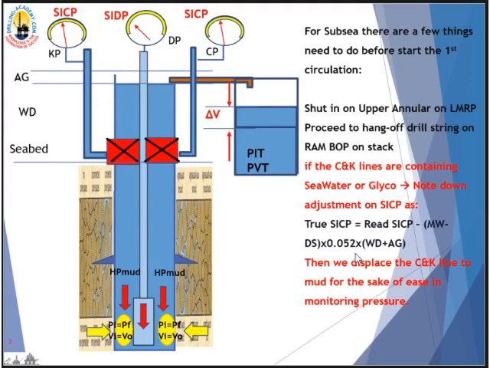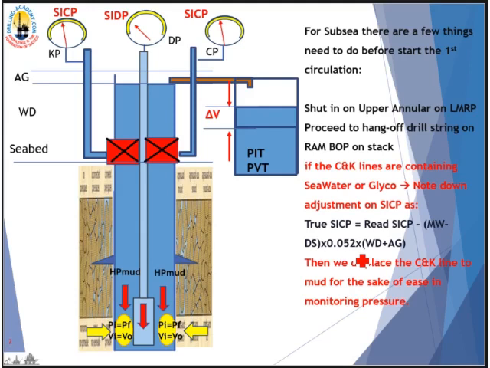So here are a few prerequisites before we start. For Subsea BOP, there are a few things we need to do before we start circulating the influx out and killing the well. First is after shutting in on the upper annular on the LMRP, we proceed to hang off the drill string on the ram BOP on the stack. Alright, this is to prevent wear and tear of drill string reciprocation on the upper annular BOP on the LMRP.